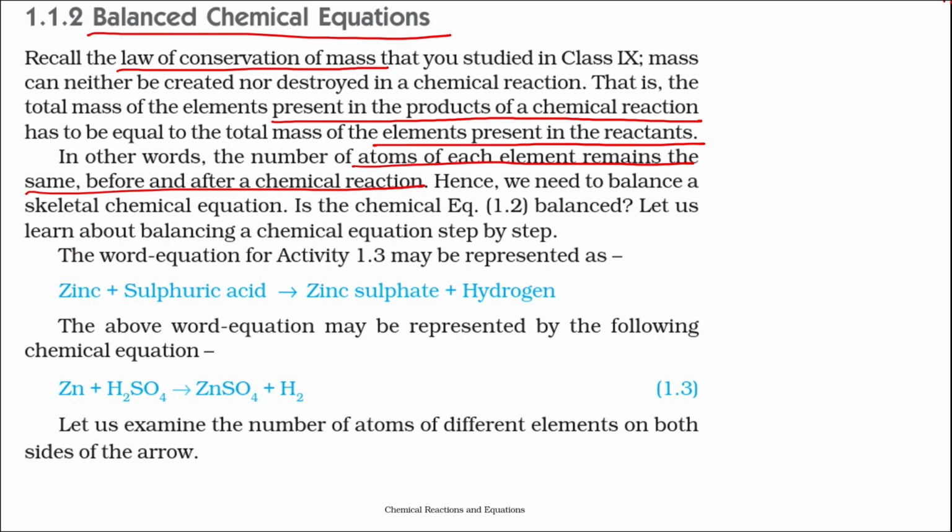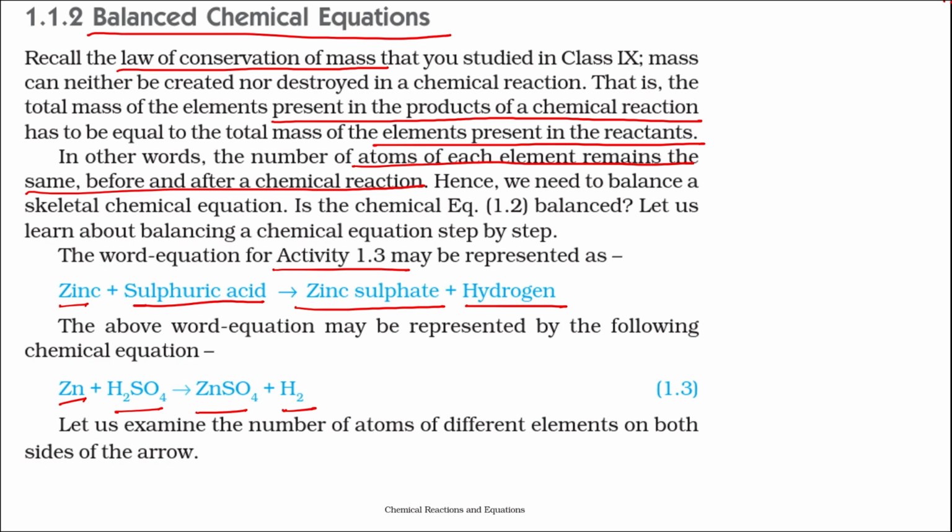Now, how to balance the equation? First of all, the word equation. There was activity 1.3 in which zinc was made to react with acid. Now, let the acid be sulfuric acid. So, zinc plus sulfuric acid forms zinc sulfate and hydrogen gas. Now, writing the symbol for zinc, that is Zn, and the molecular formula of sulfuric acid, that is H2SO4. So, Zn plus H2SO4 is equal to ZnSO4 plus H2.